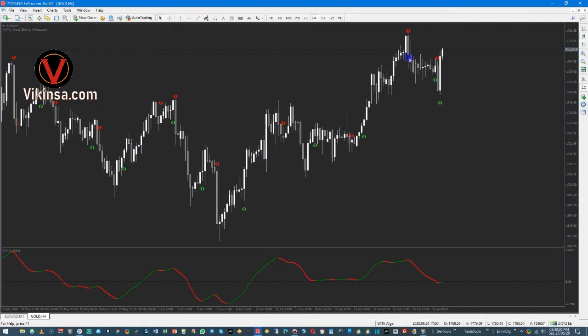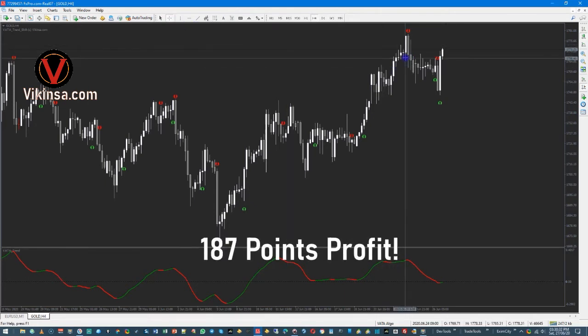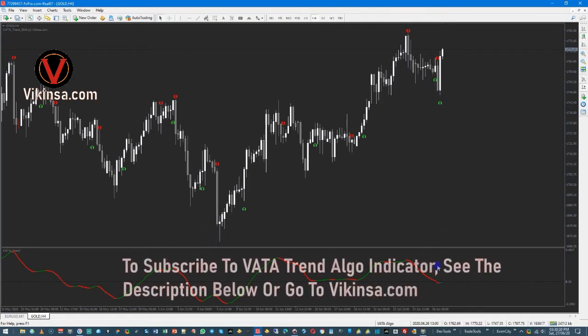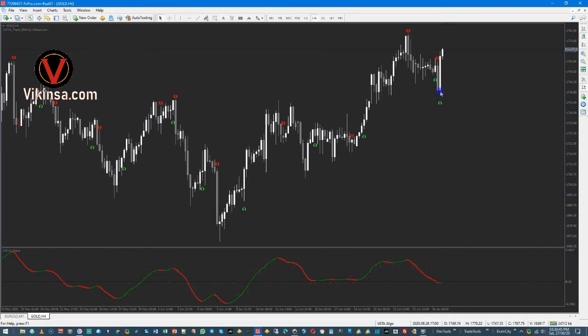If you had entered here, you could have actually made this much money, which is 887 points on gold, and you would have exited because the color of trend has changed from red to green. So that's an approximate level where you should have exited your position.